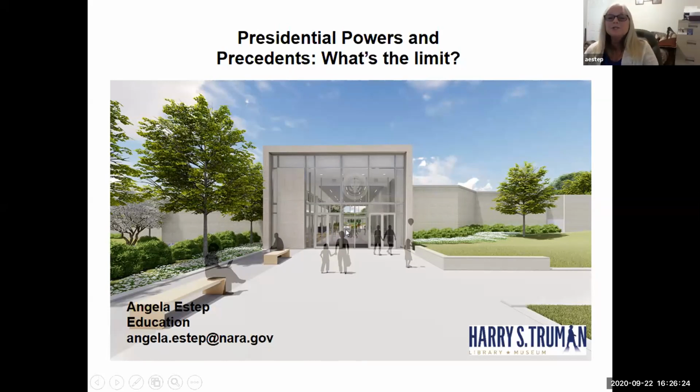So anyway, I am Angela Estep and I'm from the Harry S. Truman Library and I'm excited to be here today with the Presidential Primary Source Project to talk about presidential power.